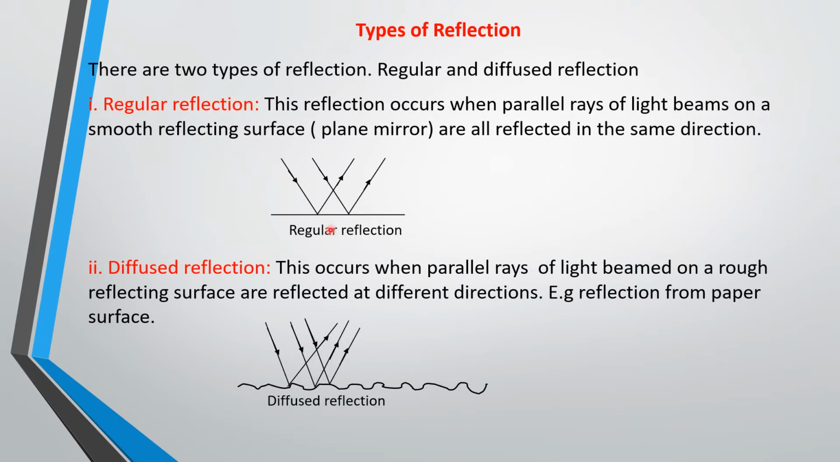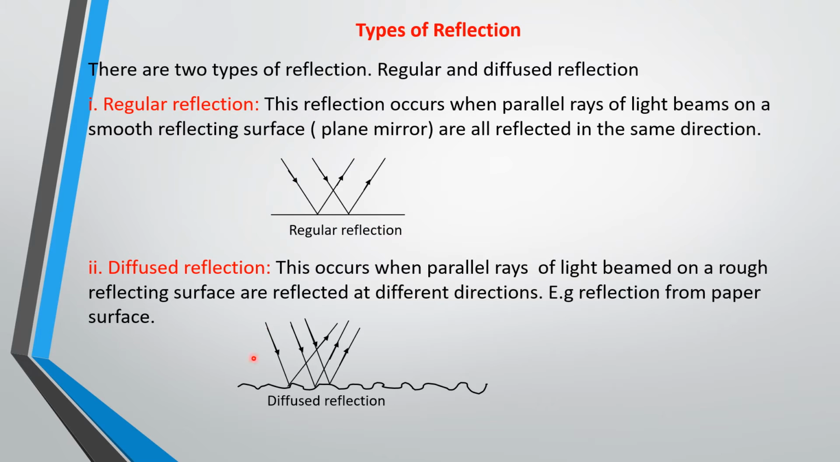So basically, we have two types of reflection: regular reflection and diffuse reflection. Regular reflection occurs when parallel rays of light beam on a smooth reflecting surface and they are reflected in the same direction. So you can see the regular reflecting surface, and then these are the rays of light and they are reflected out of it. So this type of reflection is known as regular reflection.